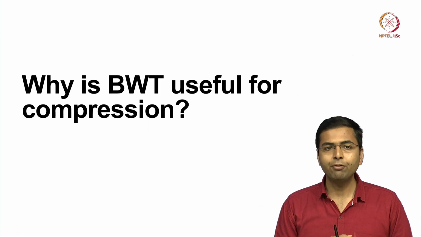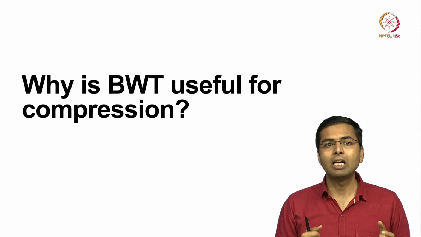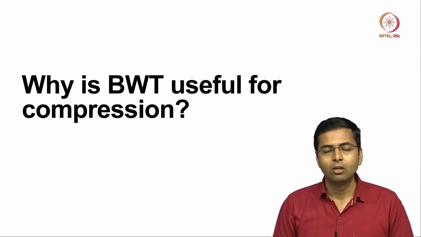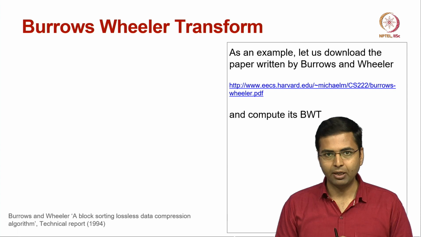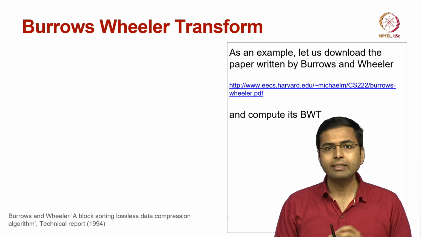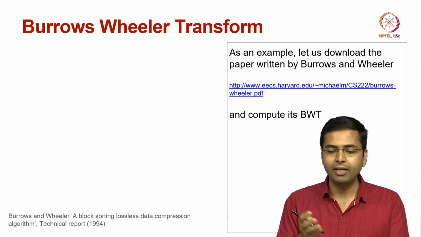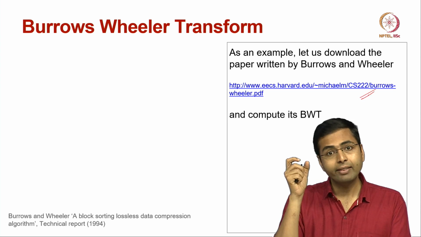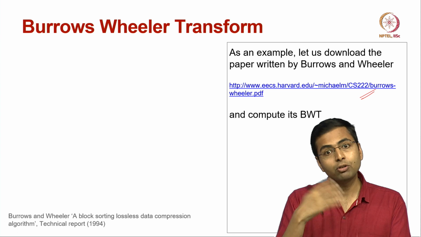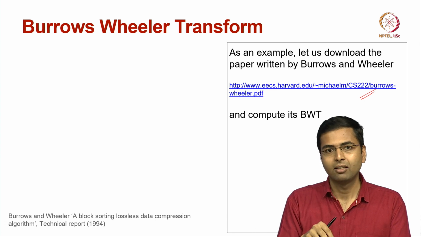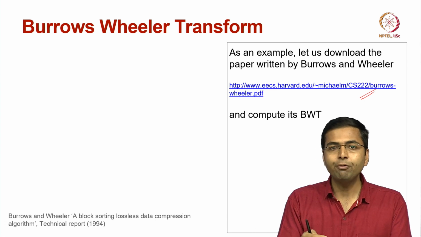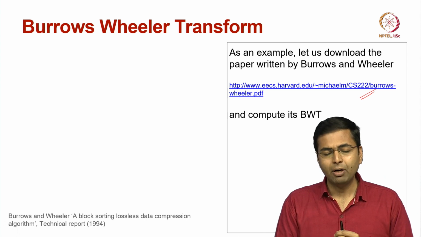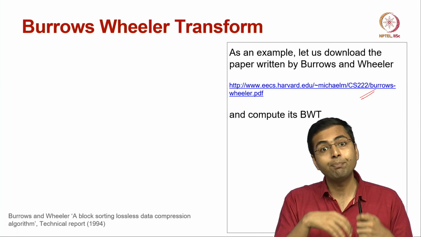So, let us start with the first question: why is Burrows-Wheeler transform useful for text compression? To see this, let us consider an example. So, let us download the paper written by Burrows and Wheeler. This was a paper written in 1994, and for that paper itself, let us compute the Burrows-Wheeler transform of that text. If you open this PDF, you will see that the document describes this algorithm. But what if we compute the Burrows-Wheeler transform of that paper itself?